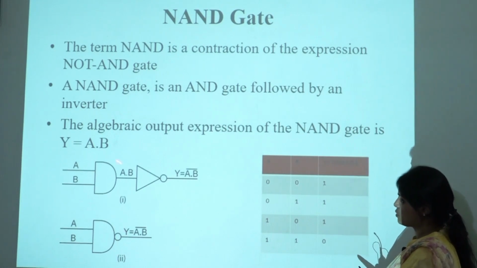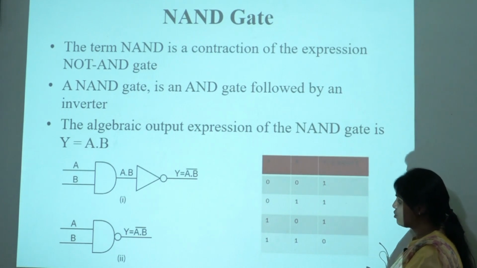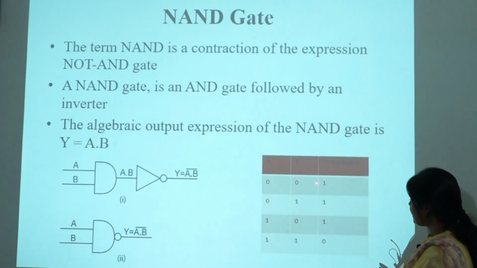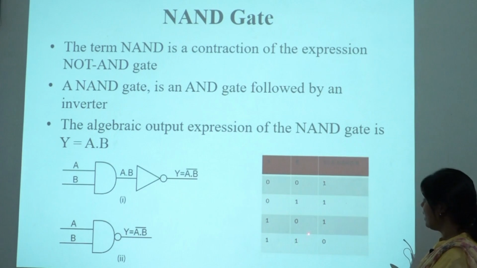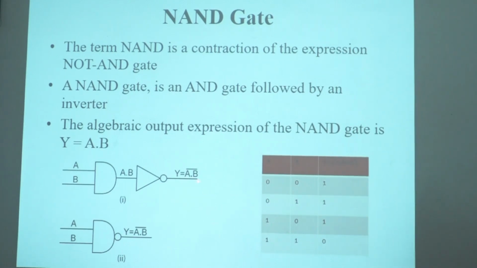So this is a brief elaboration of the logic gate. We have the AND gate, which produces A into B, which is connected to an inverter, which produces A into B complement, the algebraic output expression of the NAND gate. Looking at this truth table, the NAND gate produces logic output 0 when both the inputs are 1, and produces logic output 1 even if one input is 0. This is the truth table for the NAND gate, which is the complement of the AND gate.